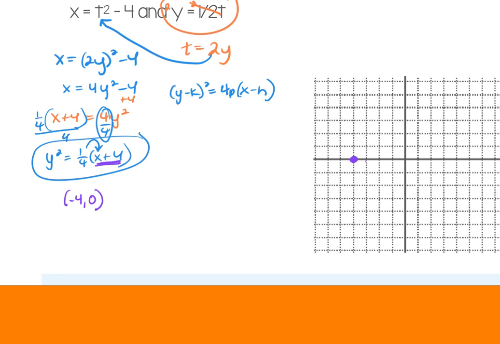How'd you get -4? Because it's always the opposite. The parentheses are always x minus or y minus. How'd you get the y? There's nothing after y. And then for like to get p.